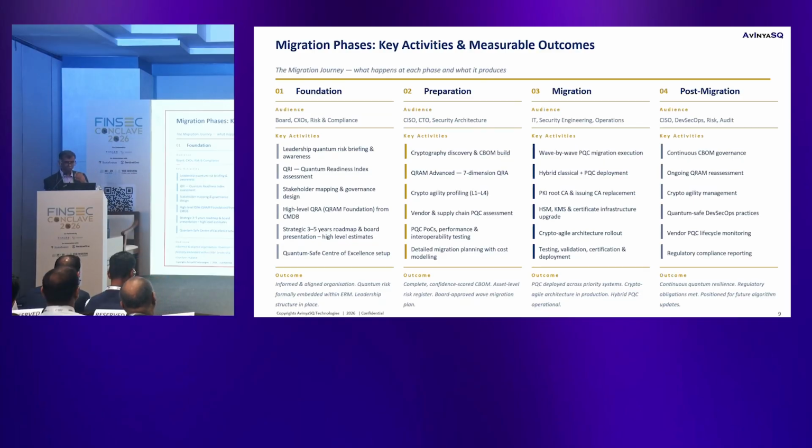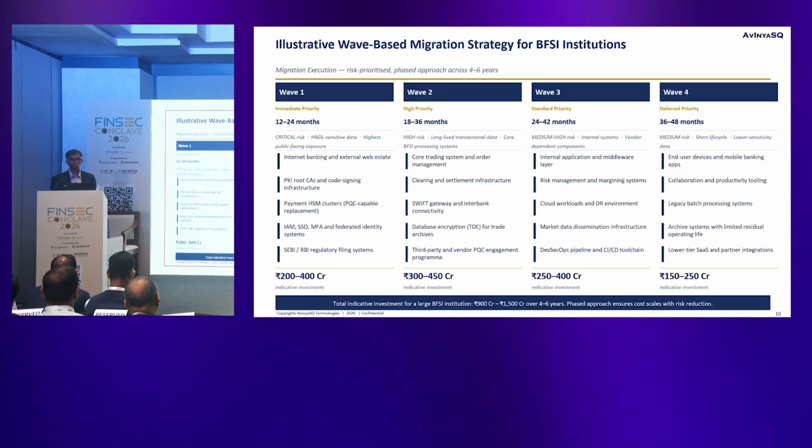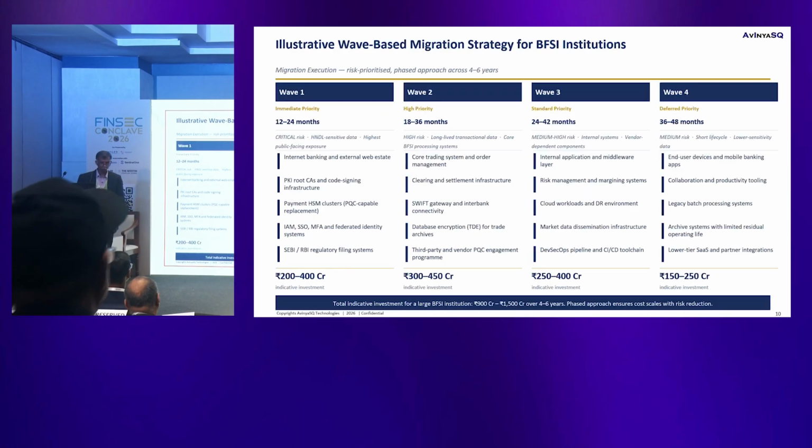Each phase has a different set of activities, and again, don't think of it like a waterfall model. Don't go one after the other. Prioritize the systems. Look at the high priority systems, focus on them, and take them through those journeys. So you need to look at something like waves. This is what you need to achieve.